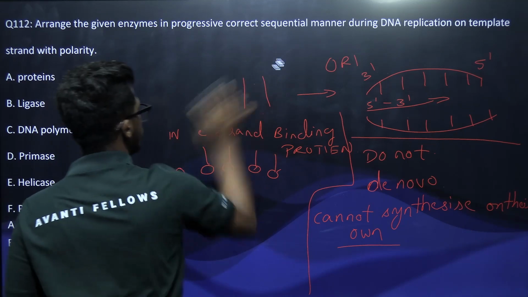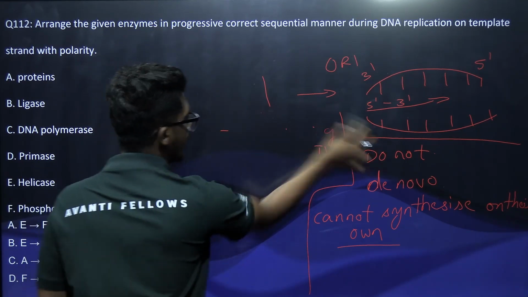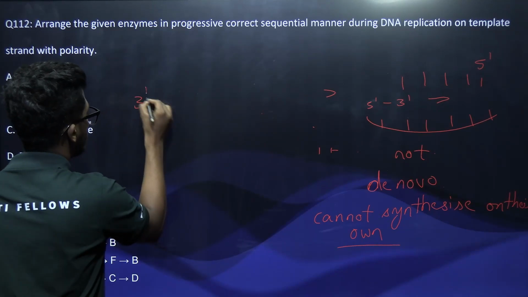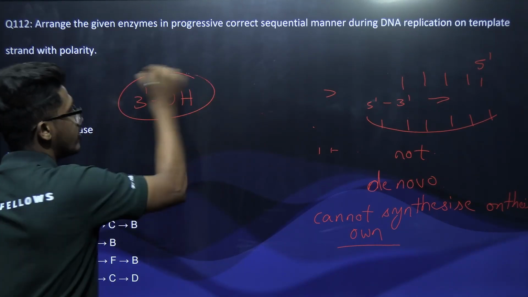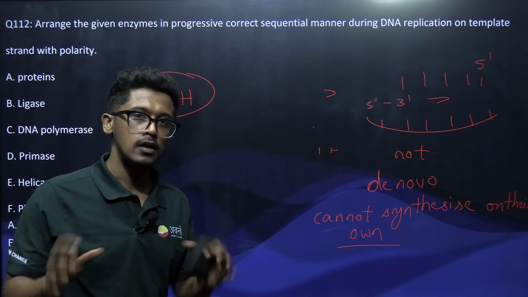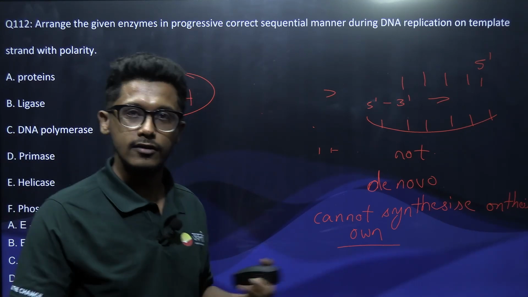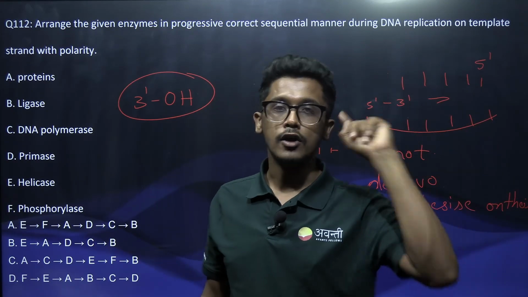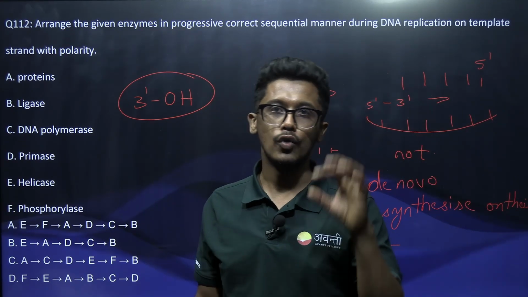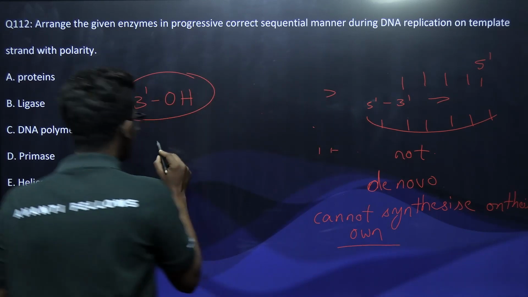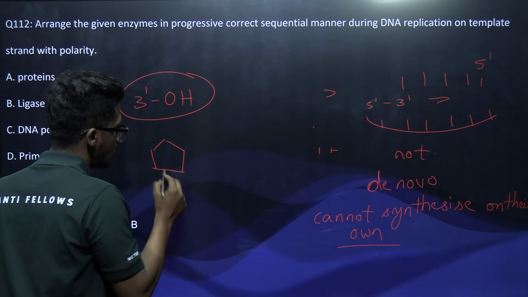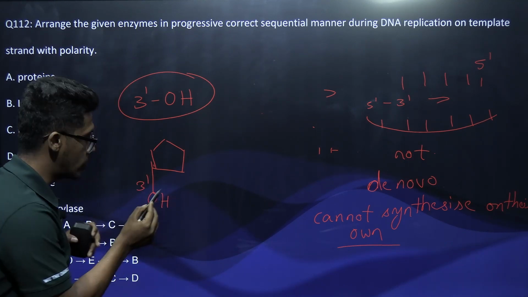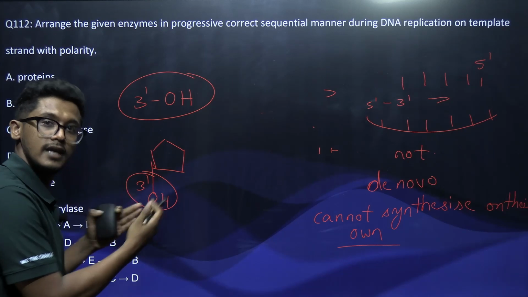Okay, let me write it here. What do they require? They require a free 3' OH. A free 3' OH means, you know that in your nucleotide structure, if you take adenine, guanine, cytosine or thymine, at the 5th position of the carbon atom you have a phosphate group, and at the 3rd position you have an OH group. So you already need a particular nucleotide with a free OH at the 3' position. So this is called a free 3' OH.